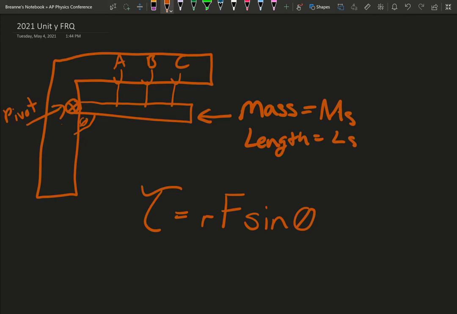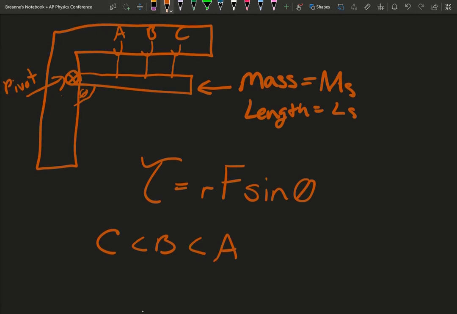So again, you didn't get any points for ranking at all. In the explanation, there were no points for ranking. But if you were going to rank them, C would have the least force, then B, then A. And the reason is because the further you are from your pivot point, the less force you need.